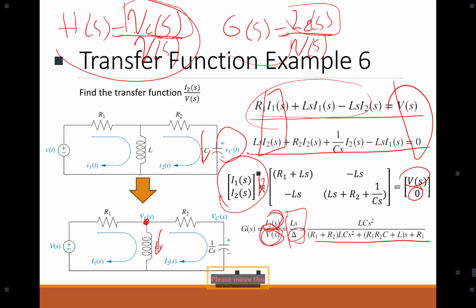KCL, KVL to find, so we found LC S squared is the current across the capacitor. So do we do some kind of Ohm's law trick now? What is Ohm's law? V equals I times R, but in this case, we're using an impedance. So it'd be V equals I times Z, right? And so what is this V? What is I?